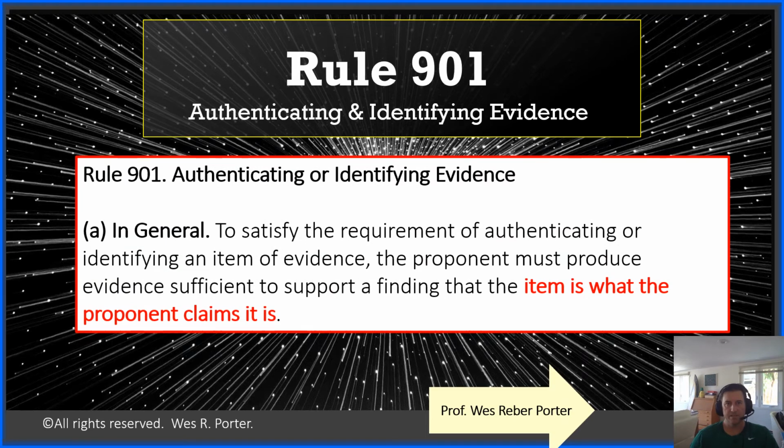Here's the rule and what it says. 901(a) is the general rule, the standard rule. To satisfy the requirement of authenticating or identifying evidence, the proponent must produce evidence sufficient to support a finding that the item is what the proponent claims it is, right? So that's it. And if you think about that, it can then be done with witness testimony.